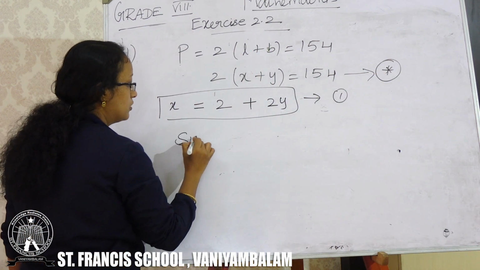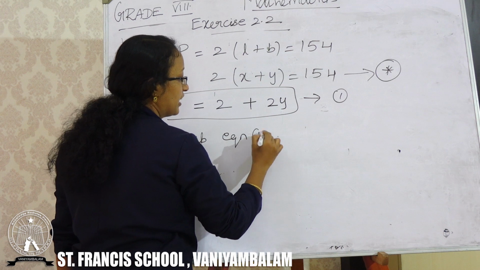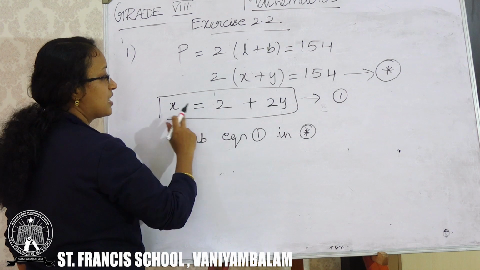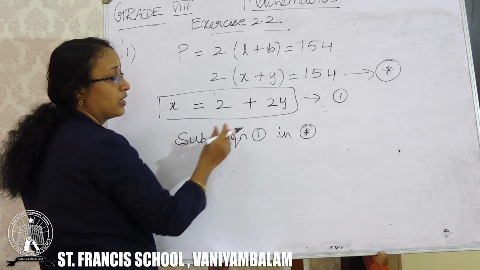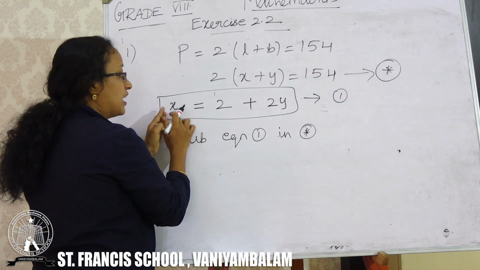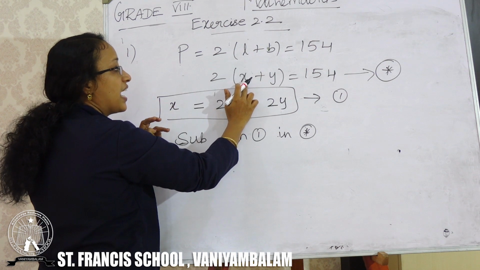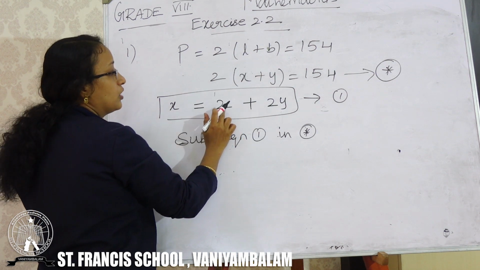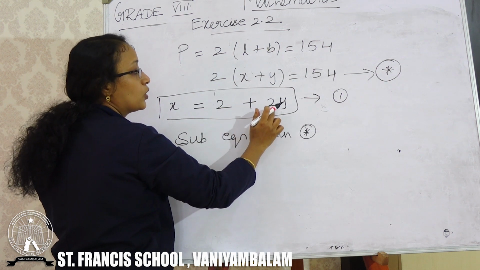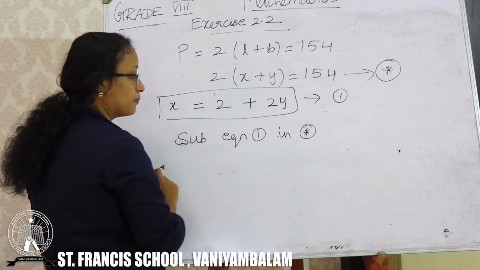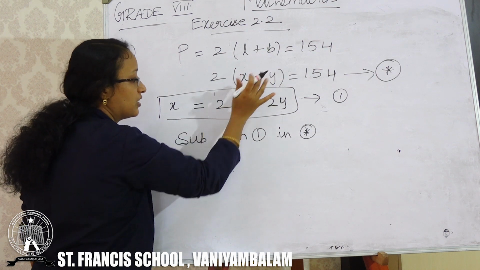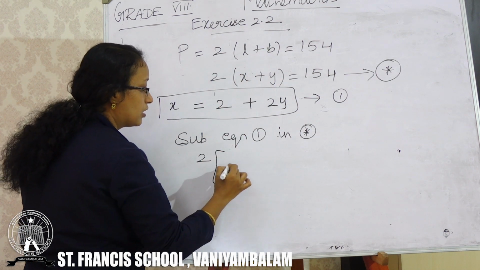So substitute equation 1 in star. I am going to substitute equation 1 in star. So x value is 2 plus 2y. You understood, right, how you got this 2 plus 2y? It is given length is x. We took length as x. So x is 2 more than, more means plus, addition sign. So 2 more than twice the breadth. So 2 times breadth. So I am going to substitute this x value in this star, x plus y.